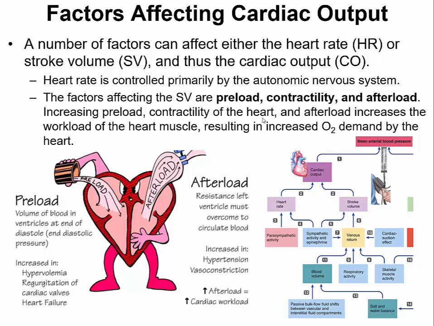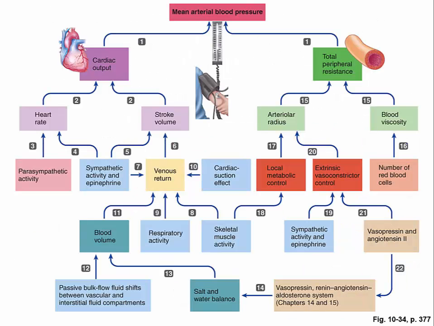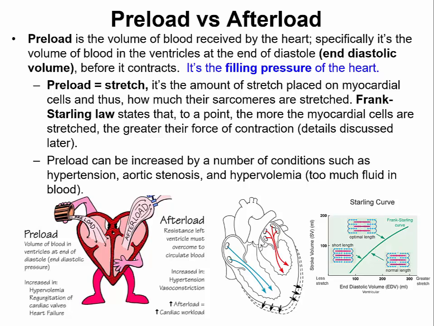And that's where we get into pathological conditions that affect the heart. Preload and afterload we're going to go over in detail in the next few slides. Again, this diagram that we went over in blood, we're going to go over in a lot more detail when we get to blood pressure. It's really important that you take a look at this and see how all of these different boxes affect mean arterial pressure. You should look at this chart as we go through the various units. Now look at preload versus afterload. Preload is the volume of blood received by the heart. Specifically, it's the volume in the ventricles at the end of diastole, or your end diastolic volume, before it contracts.